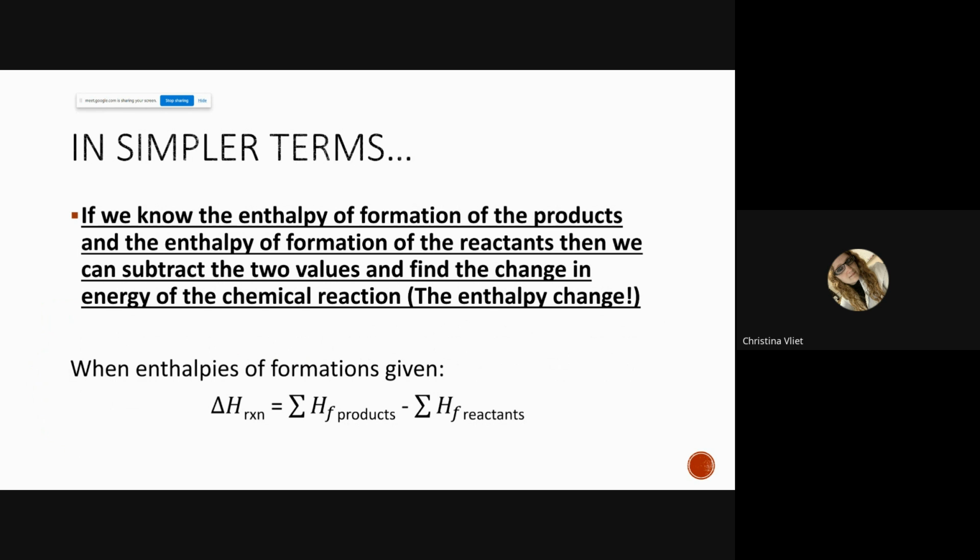This means sum. So it's the sum of your products minus the sum of your reactants, but this should be the element's standard enthalpy of formation, so you should put that little theta there. And that will give you the standard enthalpy of reaction.